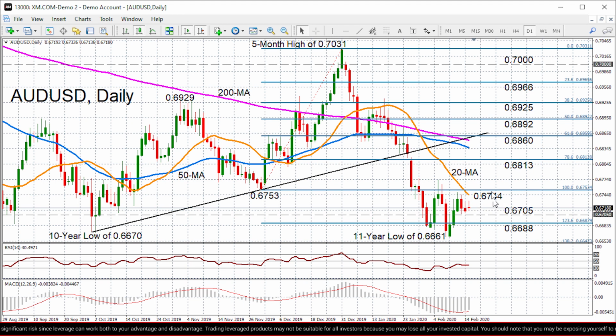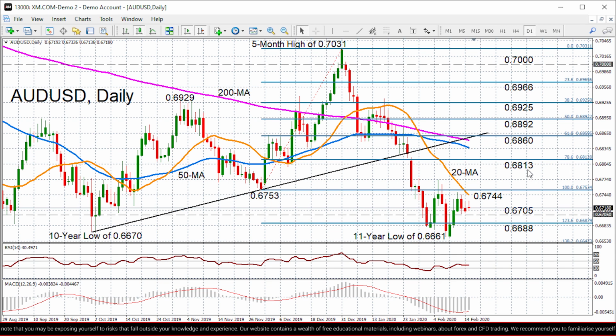On the upside, we would need to see a break above the 20-day moving average, currently at 0.6744, in order for the pair to gain sufficient positive momentum to make more sustainable gains, with potential resistance above the 20-day MA coming at the 78.6% Fibonacci at 0.6813.